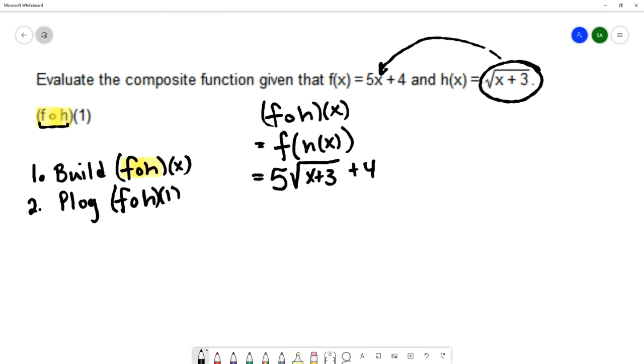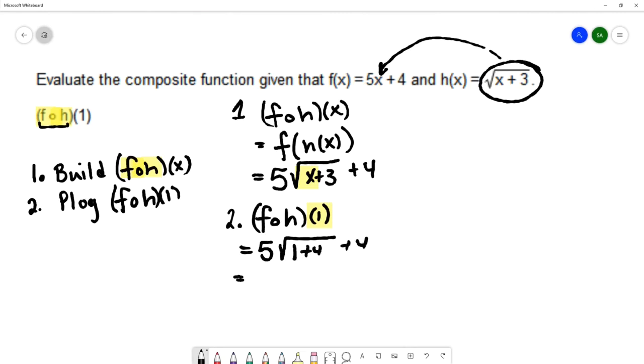So we've built the function. That was step 1. Then we're going to evaluate or plug. That's f composed with h of 1. So that means in place of this x, we substitute a 1. And that's going to be 5 square root of 1 plus 4 plus 4. Excuse me, I made a mistake there. I wrote, instead of the 3, I wrote 4. So let me fix that.